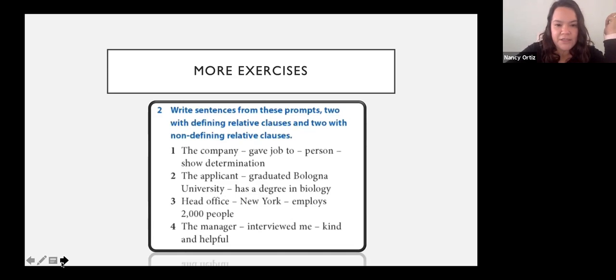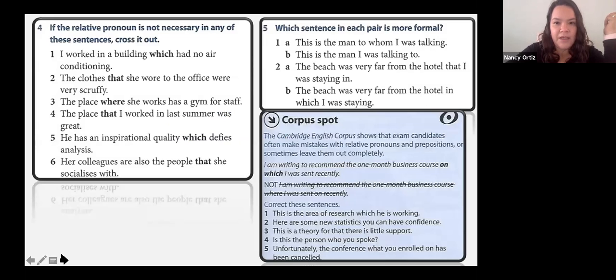So let's continue here. Okay, we still have two more activities and a corpus spot observation. Let's do activity 4, instruction. If the relative pronoun is not necessary in any of these sentences, cross it out. I repeat the instruction.